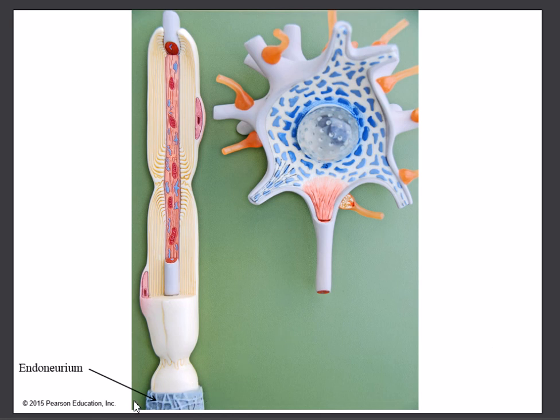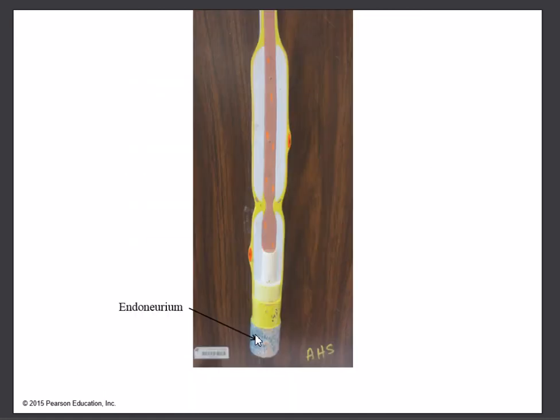So notice here, this is a little piece of connective tissue. This is going to be the endoneurium. This would actually go up and cover the entire neuron. On the yellow model, we can see it a little bit better. Here's the endoneurium. Again, they cut it so that we could see all the structures here, but the endoneurium would cover all of the axon.